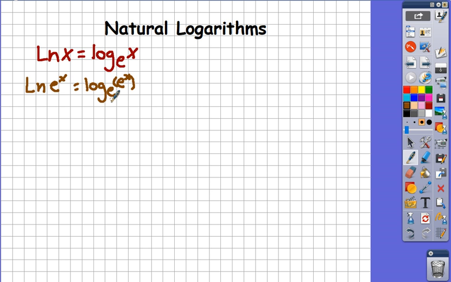So think about the definition of a logarithm. The definition of a logarithm is saying the base to the answer power equals this number. So e to what power would equal e to the x power? Well, right, e to the x would have to equal e to the x. So the natural log of e to the x simplifies down to the power of x. Now that's going to be important as we start to solve some natural logarithm problems.